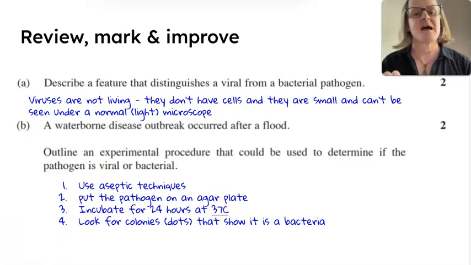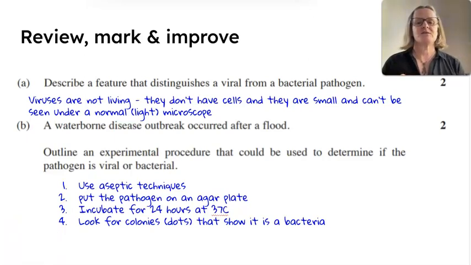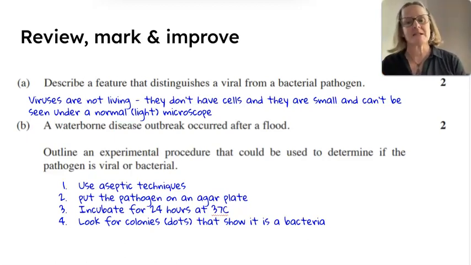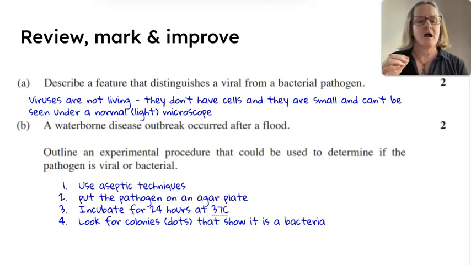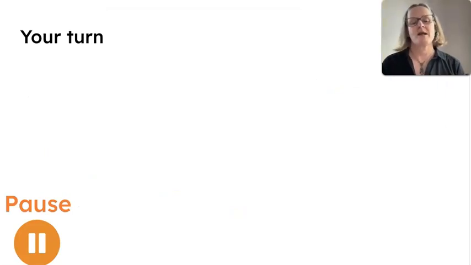So did you notice that these responses don't compare to the other half? So they say lots about viruses, but they don't say and a bacteria and give the alternate. Okay, so that's what's missing. You should be able to improve both of these responses by explaining what the other pathogen would or wouldn't do or show. Okay, so give that a go and pause this and try it for yourself.